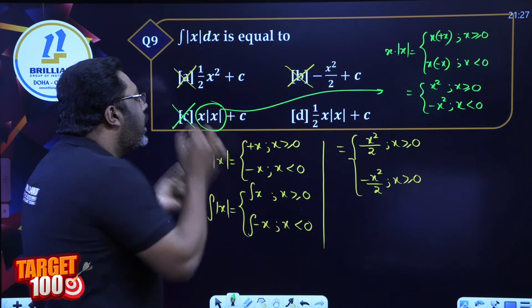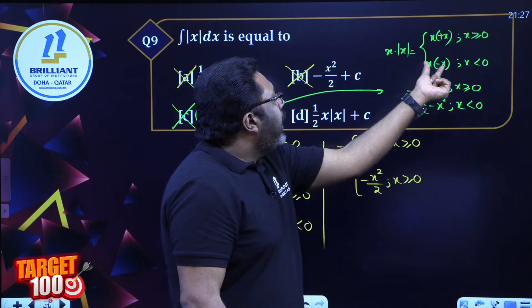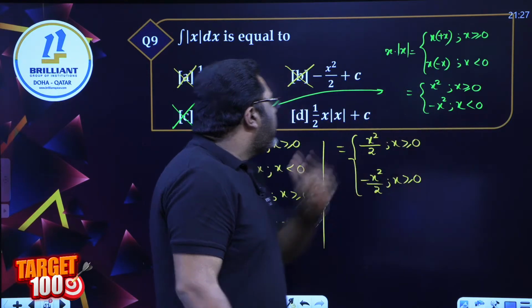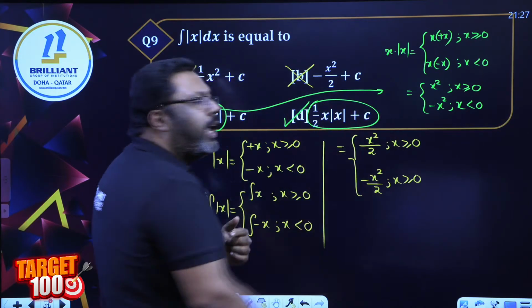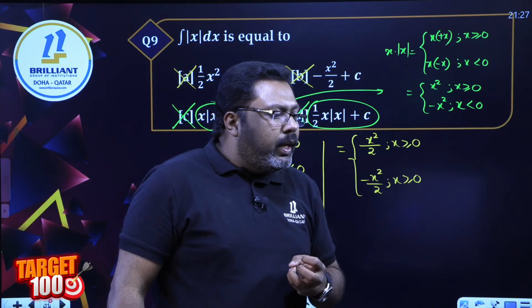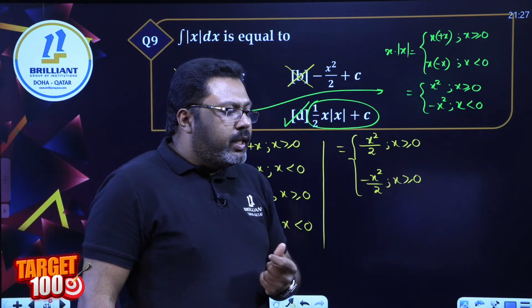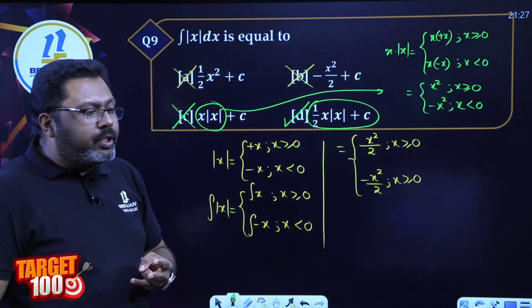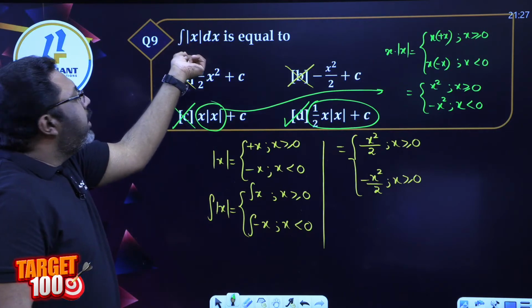Wrong answer. What about this one? X mod x by 2. So it's x squared by 2 or minus x squared by 2. So answer is option D, half x mod x plus c. Right answer, Prapti, Faris, Hafiz, Raghavendra, Adil, Sana, Shadi, Ritika and Abin. Very good students. So I'm happy some students got the idea about this question.